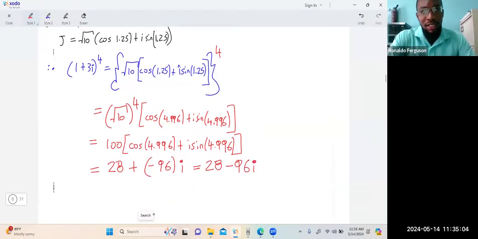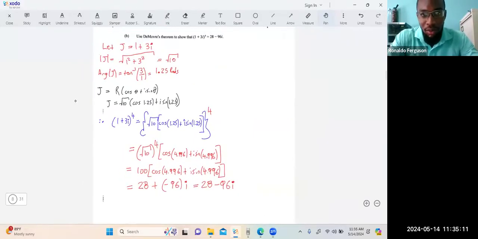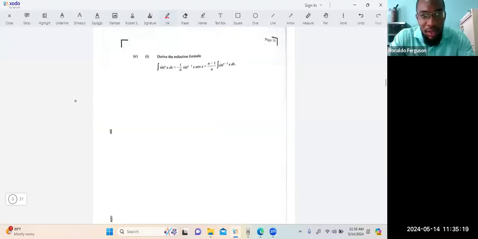So it's proven, guys, that's very easy. So far, I think this is one of the easiest pure maths papers I've ever seen for Unit 2. Tell me what you think. I think it's very easy so far. All right, so that's what we have there.